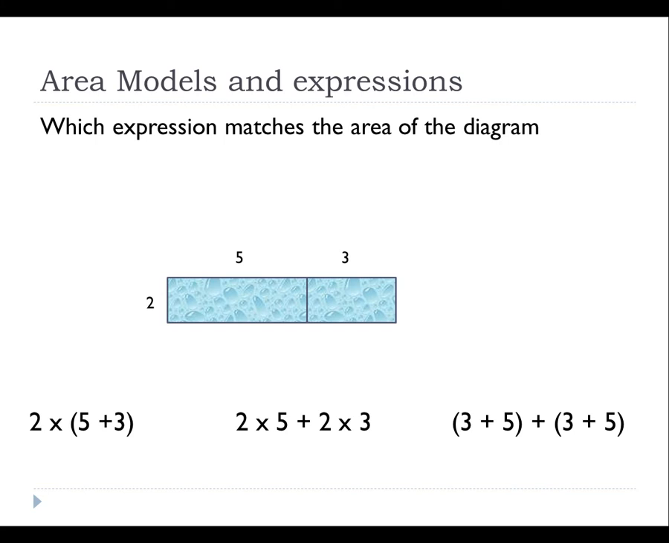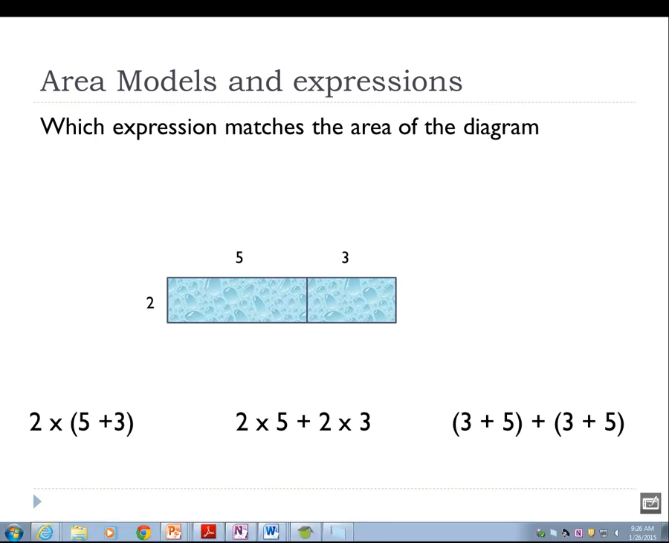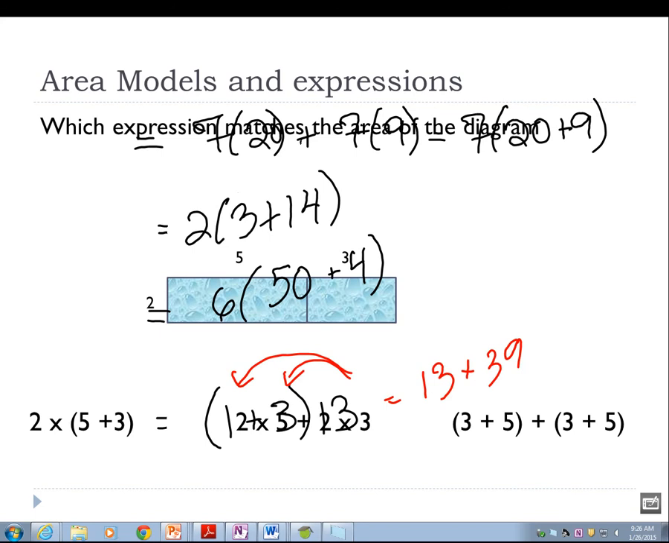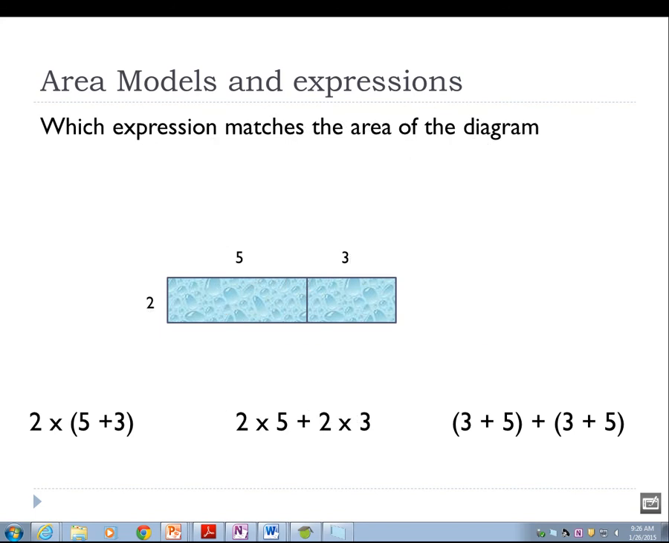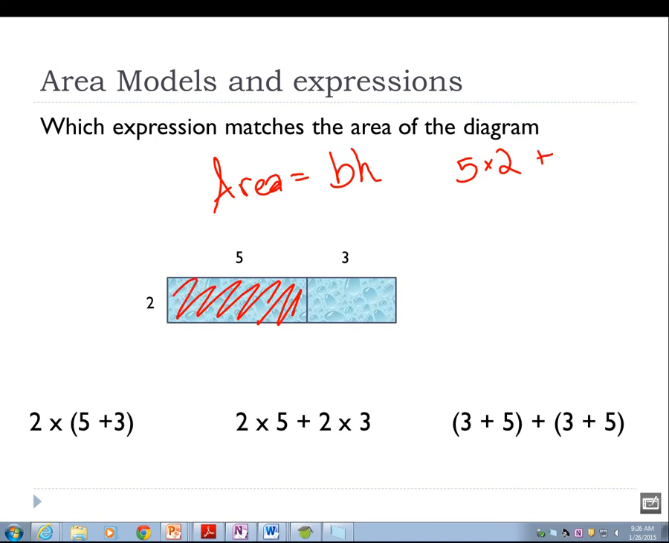So what makes you think that it would be the middle one there? Area equals base times height. Good. So the base would be 5. The height would be 2. Right? But that's only taking care of one of them. So we have to add the base times the height.